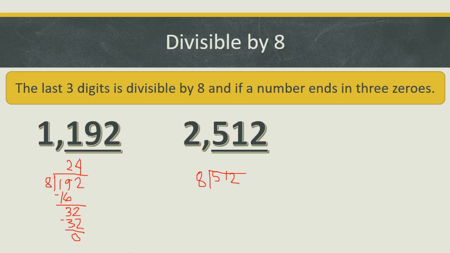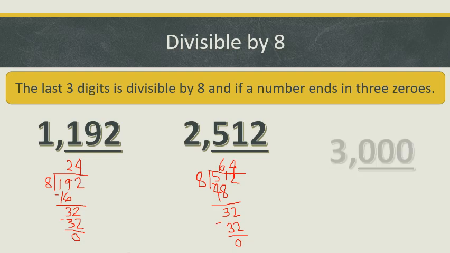So, ilan po bang 8 meron sa 51? So, we have 6. So, 6 times 8 is 48. 51 minus 48 is 3. Bring down 2. So, 32 divided by 8 is 4. 4 times 8 is 32. And 32 minus 32 is 0. So, since walang remainder, ibig sabihin, ito po ay divisible sa 8. So, ang 2,512 is divisible sa 8.